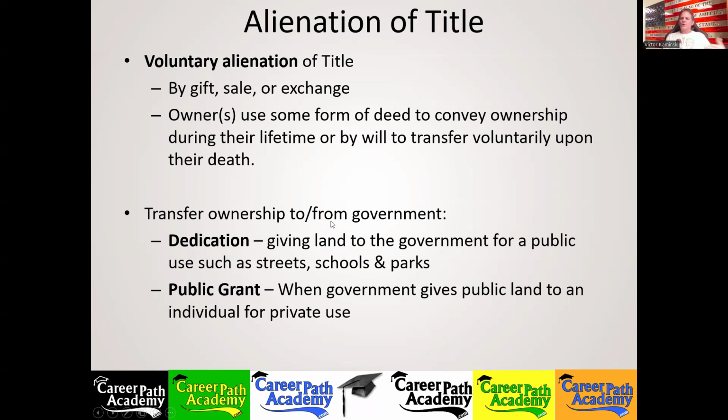Transfer of ownership to or from the government. You could give land to the government through dedication by dedicating the land. You're giving it to the government for a public use to be used as a street, school, or for parks. Or the government can give land to a private person through what's known as public grants. They're granting you that ownership of the government's own land.